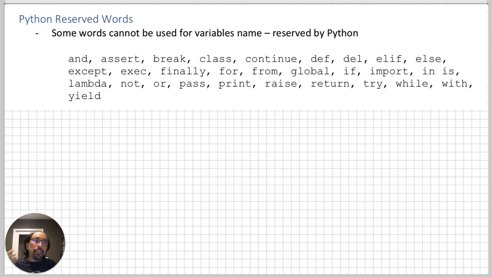Now, there are some words that you just can't use. There's a bunch of what's called reserved words that are not usable for variable names. So you don't need to memorize all these. We are going to be talking about them as we move on from week to week. But just know that there are some words that are illegal because Python already uses that word for something else.